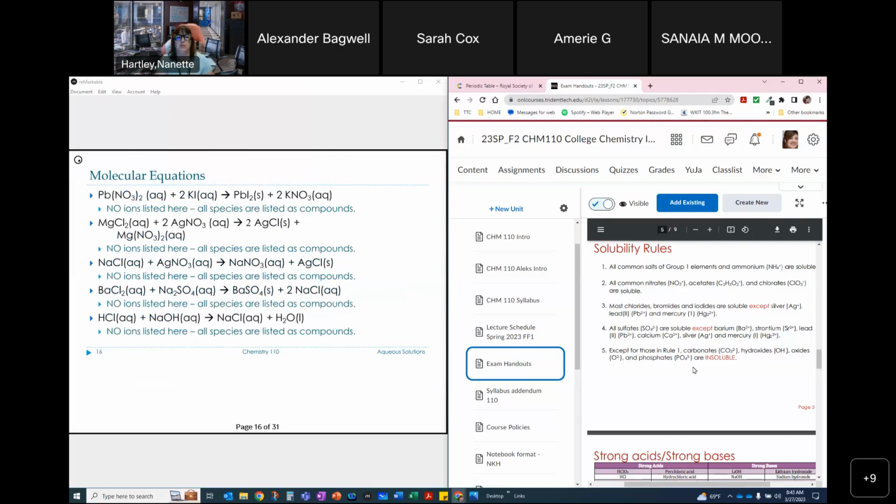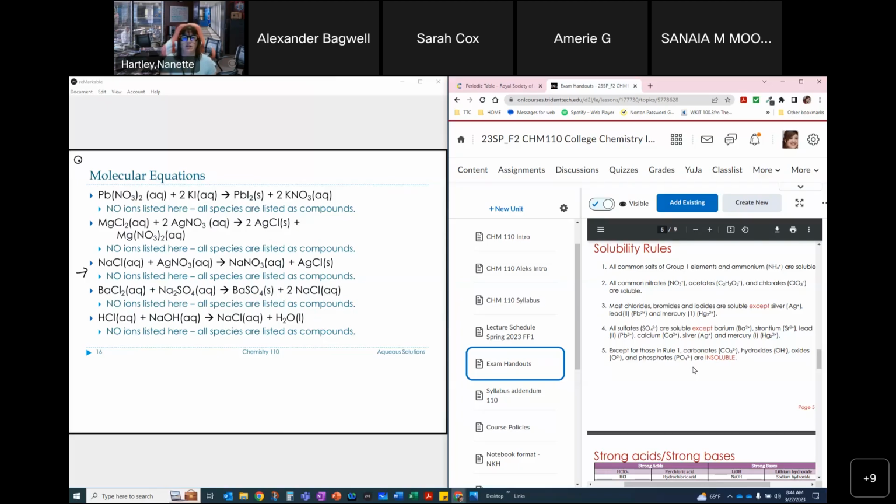So let's talk about some molecular equations. I have a couple of different examples here, things that we've talked about, and the NaCl is right here because it's the easy one for me to remember. But this is a bunch of different molecular equations. So Pb(NO3)2 plus 2KI goes to PbI2 plus 2KNO3.